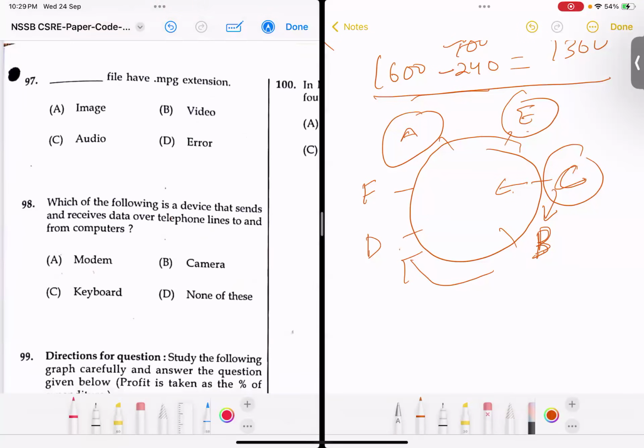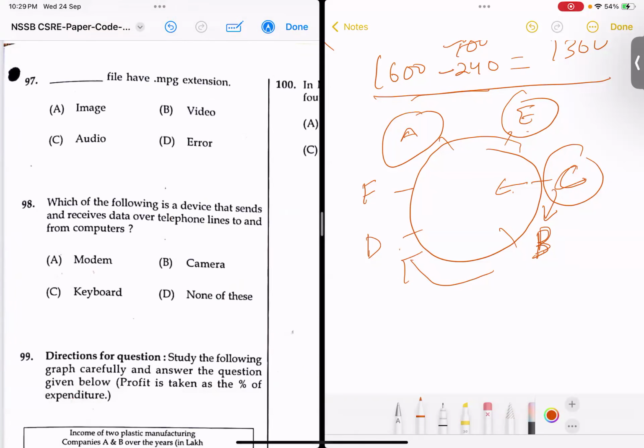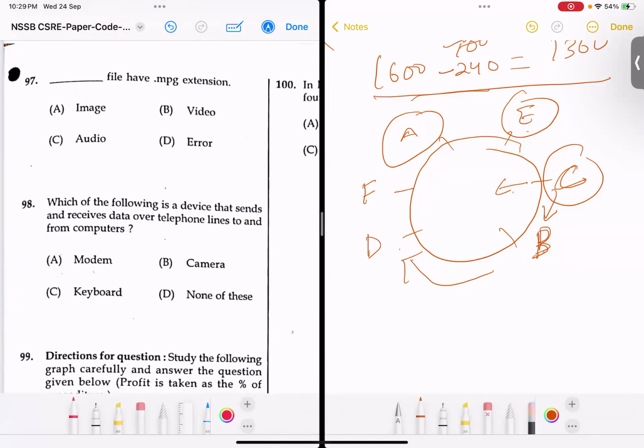Question number 97. That file has an .mpg extension. Now, as we all know, if we have an image file, we have things like .jpg, .jpeg, .gif, .png. These are the different types of image file, right?